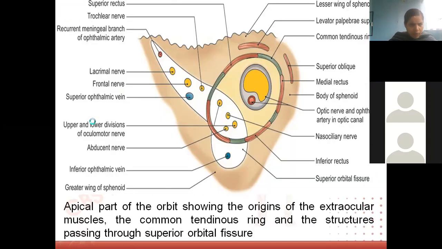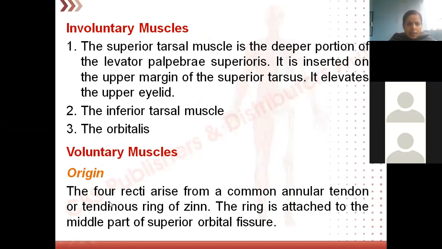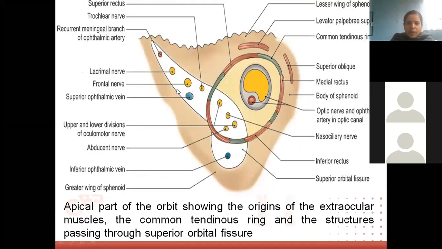Once you know the origin, see the four recti muscles, they are originating from the common annular tendon. You also call it the common tendinous ring of Zinn. The ring is attached to the middle part of the superior orbital fissure, the middle part, and also surrounding the optic canal. It is something like this.